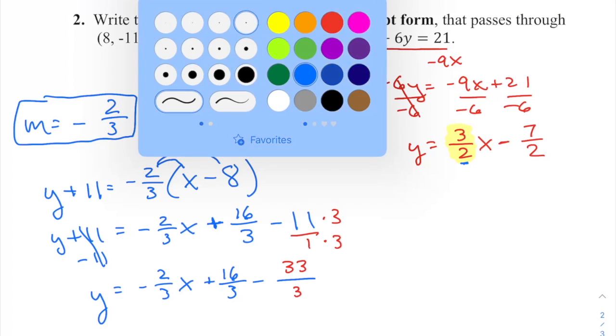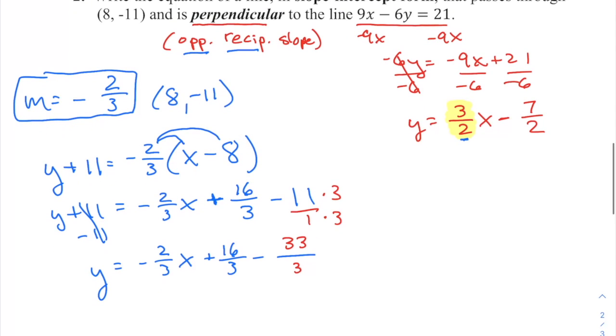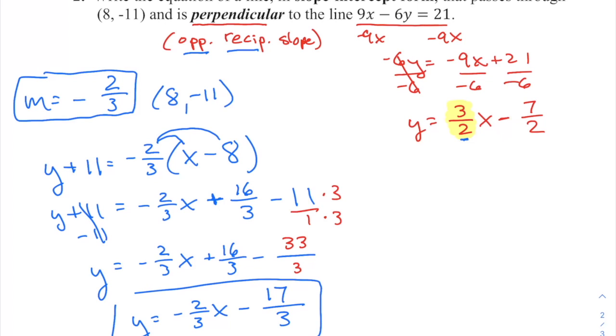And so now my final answer is y equals negative 2/3 x, and 16/3 minus 33/3 is negative how many thirds? The denominator doesn't change when you add and subtract. Just 16 minus 33. Subtract your numerators. 16 minus 33 is negative 17/3, which does not reduce. So we're going to leave it that way.